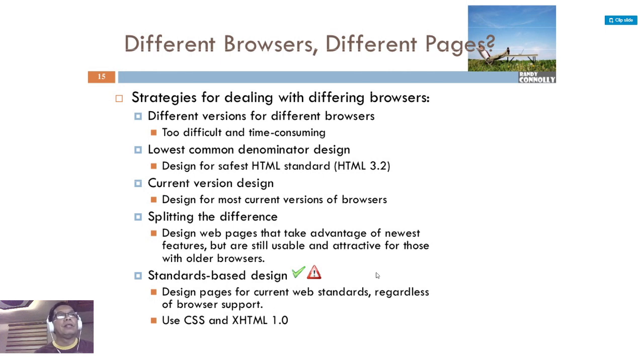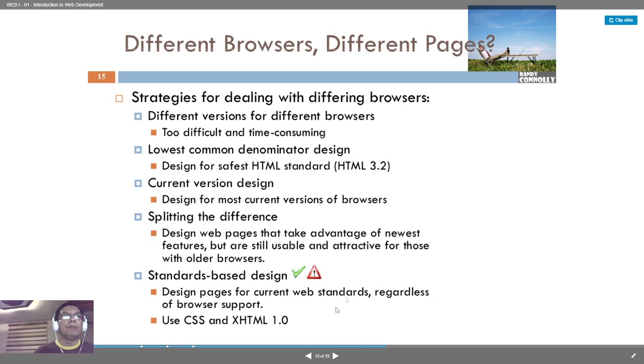Splitting the difference: design web pages that may take advantage of the newest features, but are still usable and attractive for those with older browsers. So if it can be backward compatible, then that would be better. Standards-based design: design pages for current web standards regardless of browser support. So maybe you should also be using CSS and XHTML.